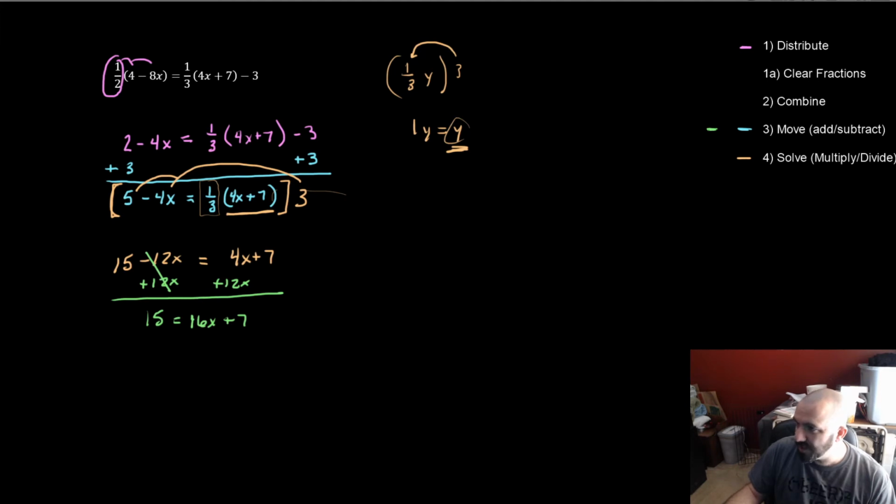I'm also going to use my purple here, and I'm going to subtract 7 from both sides, moving all of the non-variable terms to the other side, giving me 8 equals 16x. And finally, just as we did before, I'm going to solve it using my red. So I divide both sides by 16, leaving me with just 1/2 is equal to x.